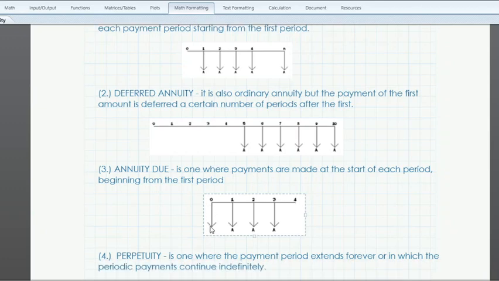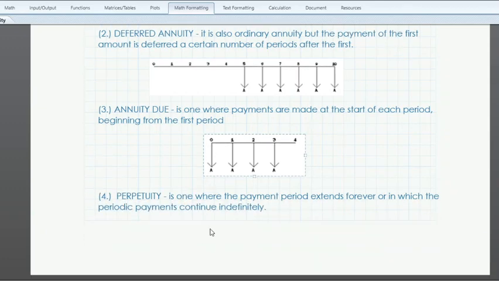So, now moving on to perpetuity. This is the one that we have a special formula. Yung P is equal to A over I. So, perpetuity is one where the payment period extends forever. So, if there is forever, we call it as perpetuity.